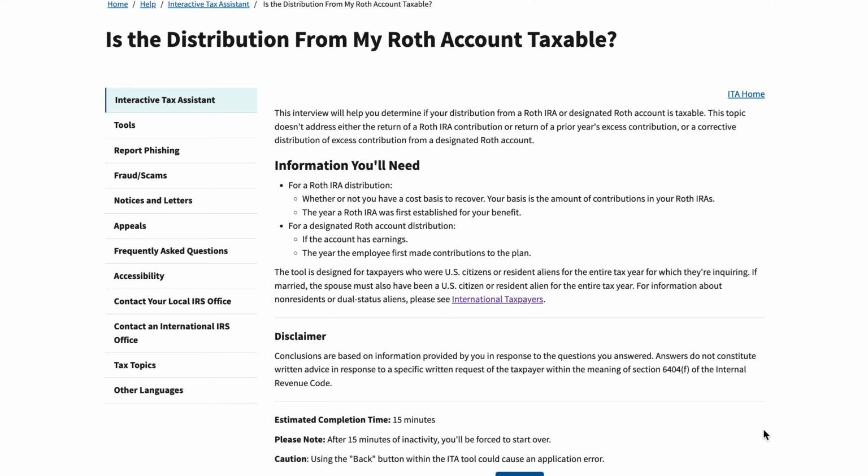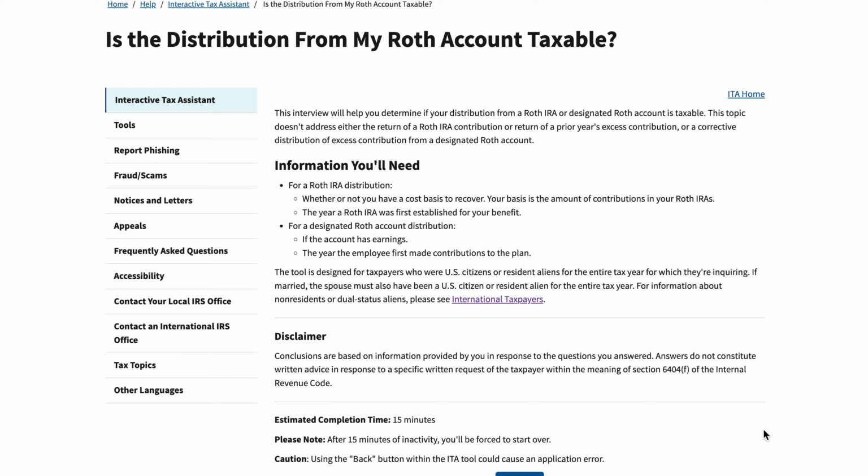Going over the IRS's interactive tax assistant tool that will help you determine whether or not the distribution from your Roth account is taxable. So as we're recording this video, it's towards the end of 2023, so you can use this to determine the taxable or non-taxable status of a Roth distribution that you completed earlier this year, or you can use this to determine whether or not a distribution you're considering may be taxable.